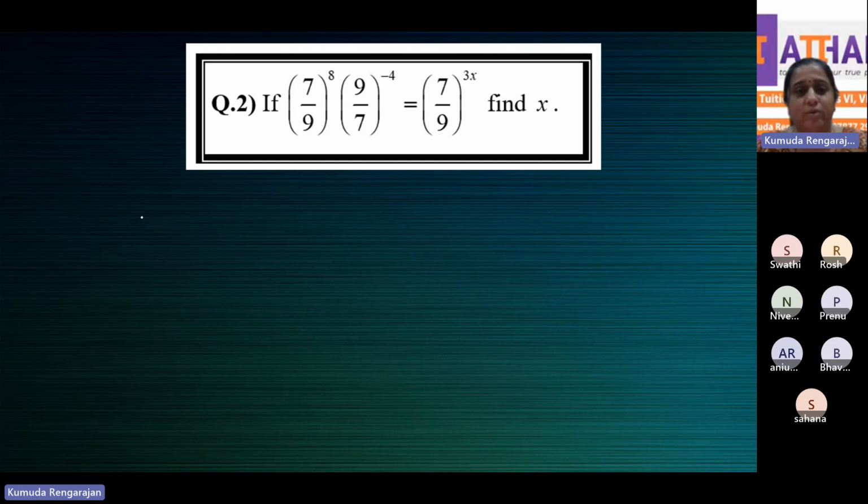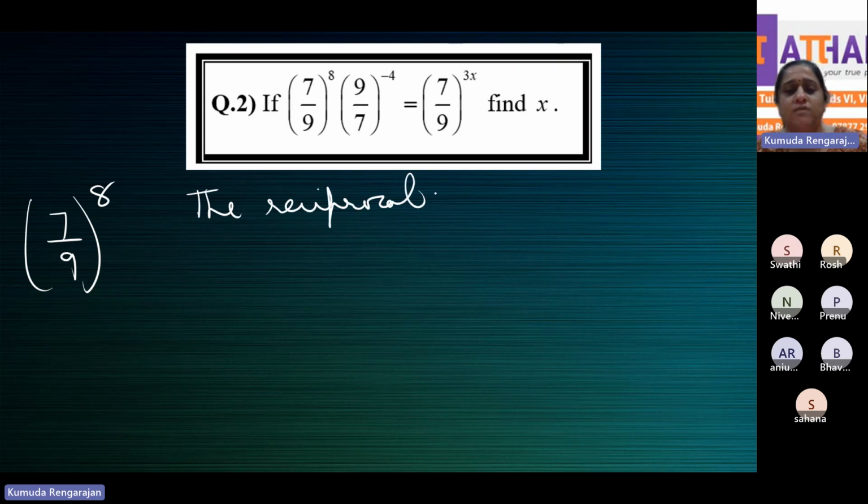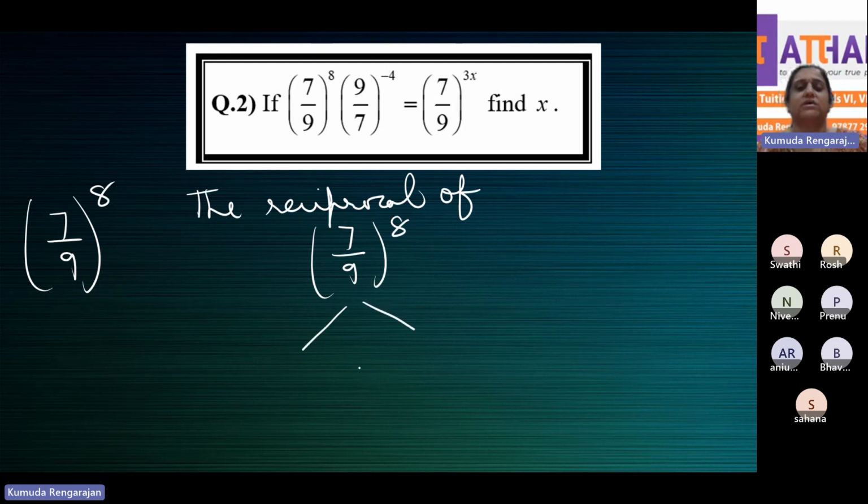Now, if you want to write the reciprocal of 7 by 9 to the power 8, it can be written in two ways. Equivalent, you can write in only one way. Reciprocal, you can do in two ways. We learned two rules, right? Reciprocal of the base, negative of the power. If you change both, you're writing the equivalent. If you do only one of the two, then you're writing the reciprocal.